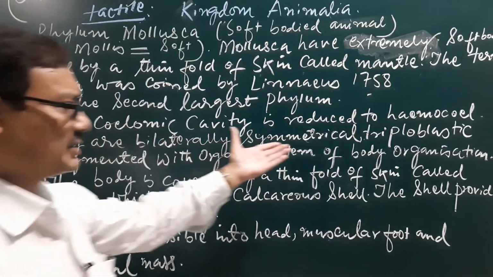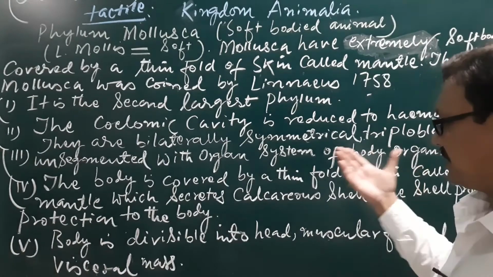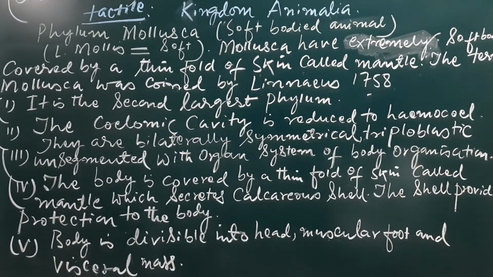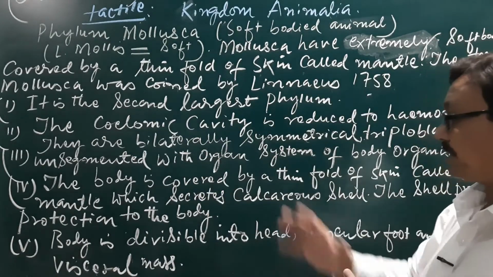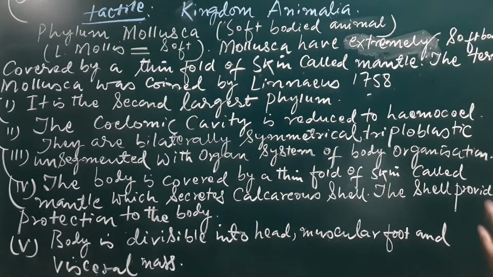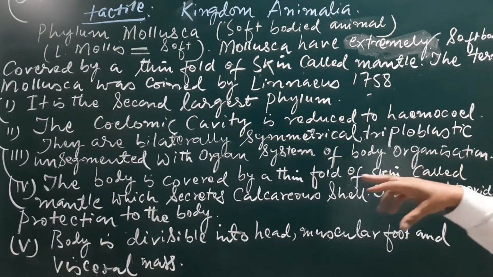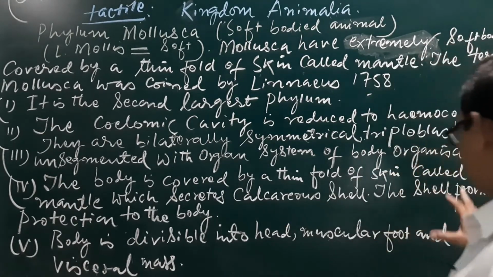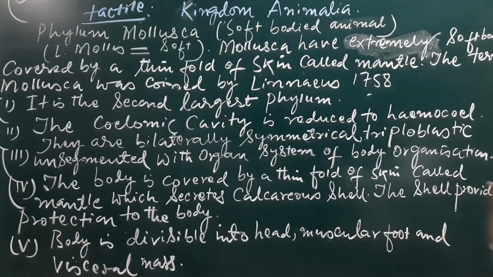They are bilaterally symmetrical, triploblastic, with organ system level of organization and unsegmented. But the cockroach class, the insects, the arthropoda are segmented, whereas these are not segmented. The body is covered by a thin fold of skin called mantle, which secretes calcareous calcium carbonate, that is the shell. The shell provides protection to the body.